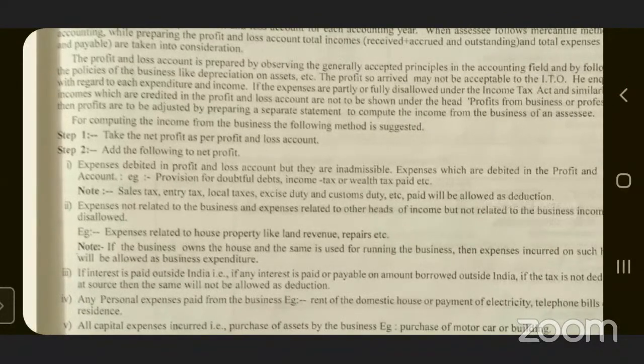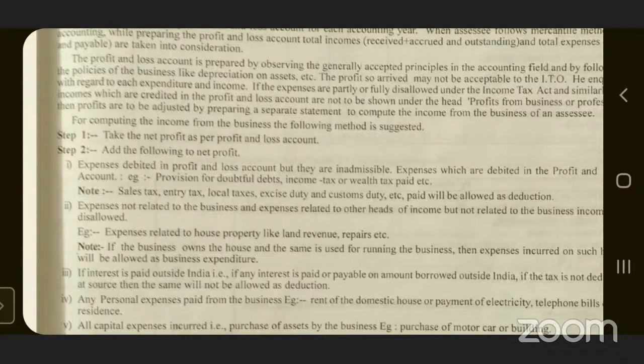Expenses which are debited in profit and loss account, but they are inadmissible. Means in the previous introduction itself, I told business expenditures are allowed as admissible expenses. Expenses which are in nature of personal, those are inadmissible. So sometimes in the profit and loss account, they might have deducted those expenditures. So we need to add such items.